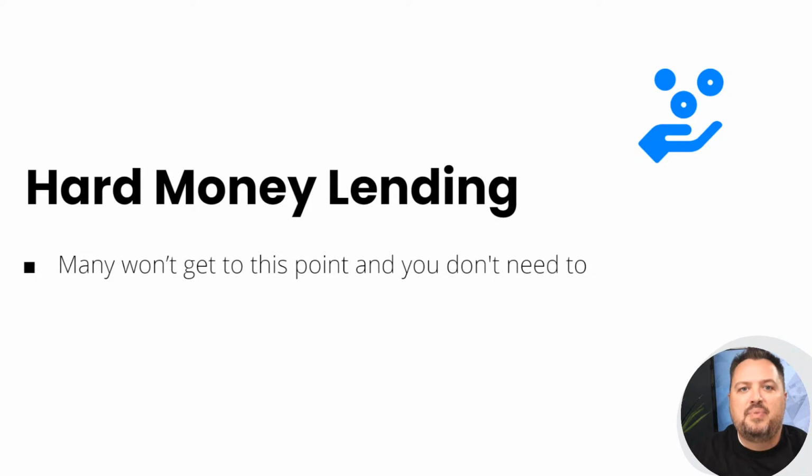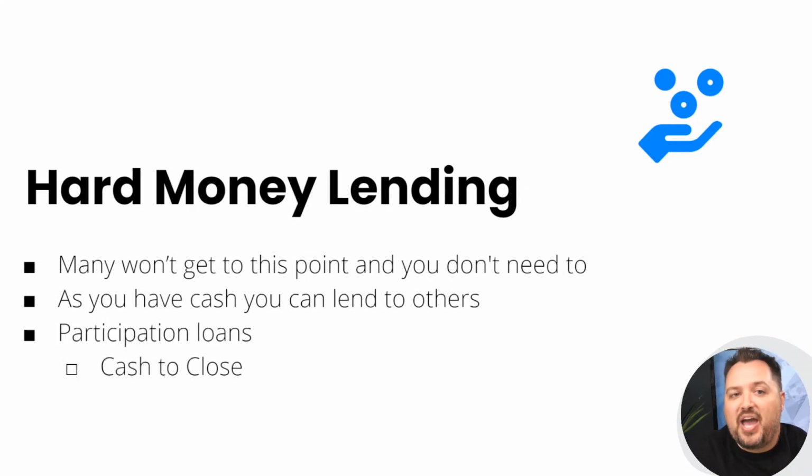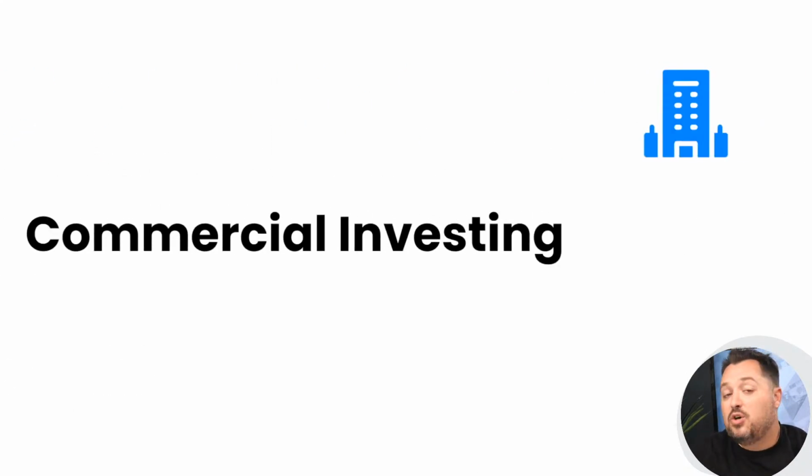Hard money lending. Many won't get to this point, and that's okay. As long as you have cash, you can lend to other people. You can do participation loans. You can help them with cash to close. You can do the full loans. You can even do second loans that could help them out. If that's something you want to get into, there is more risk with those.